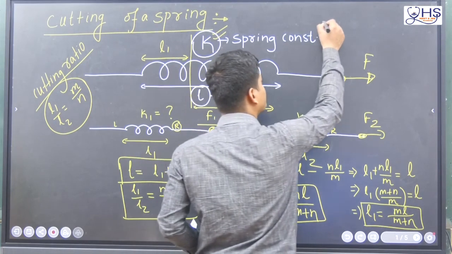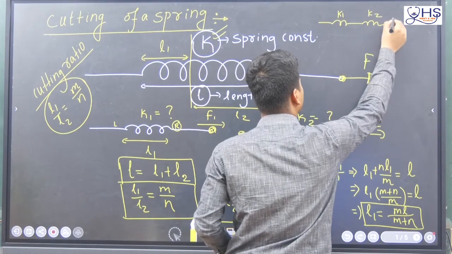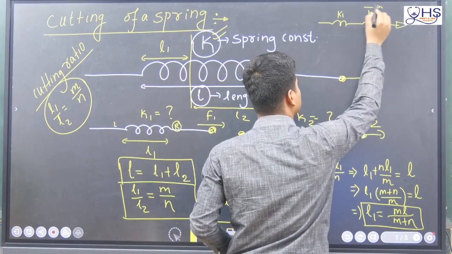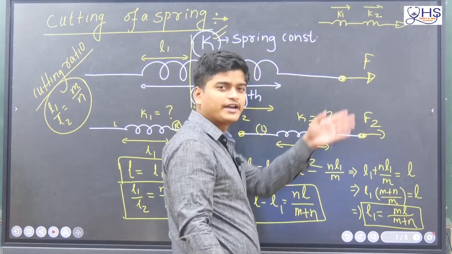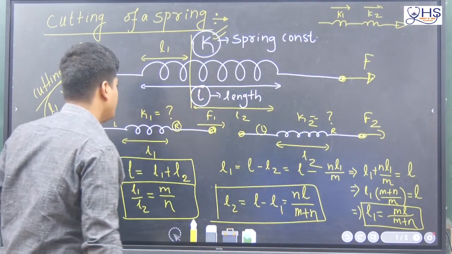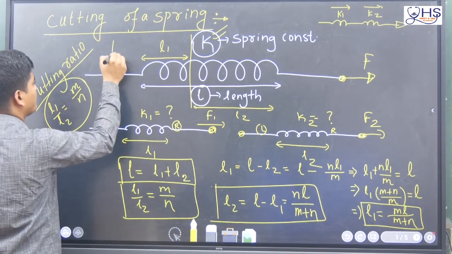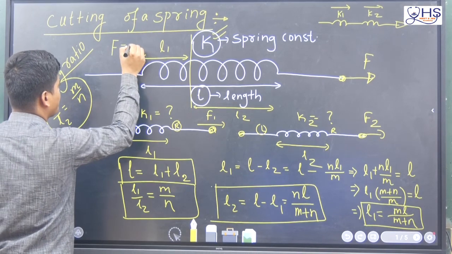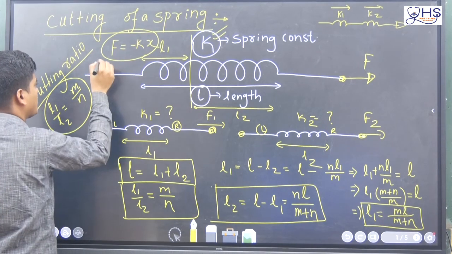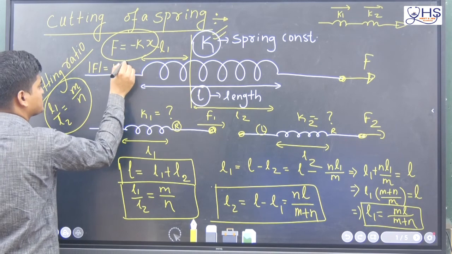If two springs are there with spring constants K1 and K2, and I give a force F here, then this force remains the same for this one also. Force you can understand like a tension. So in a series connection, the force remains the same. From the simple harmonic condition, F equals minus Kx, or magnitude wise, F equals K times X.